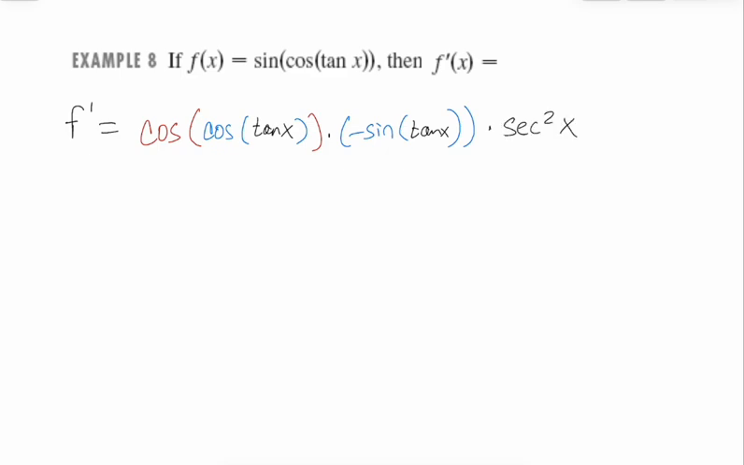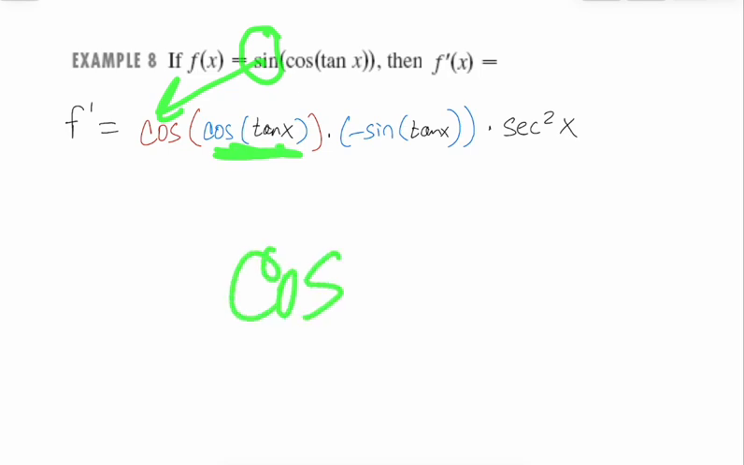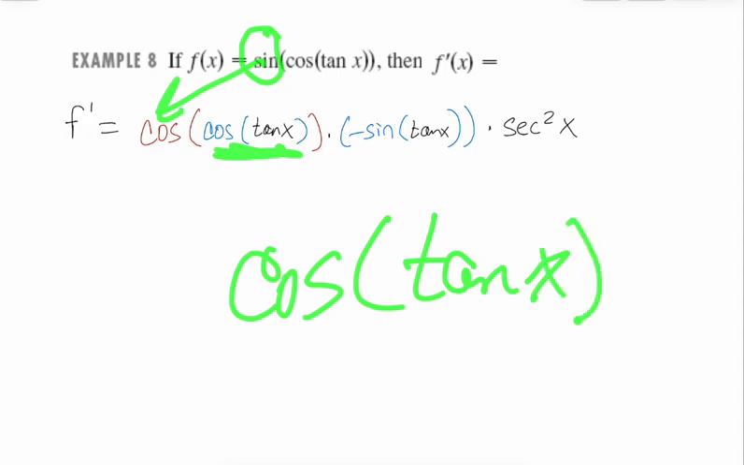Okay, let's go through that process one more time. The outermost function is a sine. It becomes a cosine. Leave the stuff there. But then ask yourself, what is the derivative of cosine tangent? Well, the derivative of a cosine becomes a negative sine. Leave the stuff there. But what's the derivative of a tangent? Secant squared.